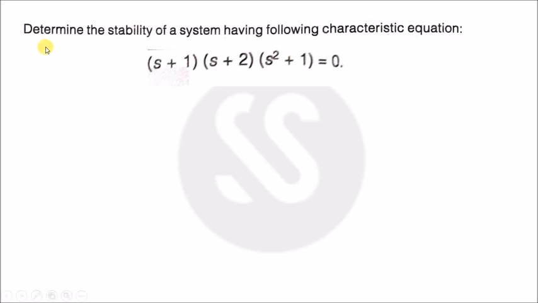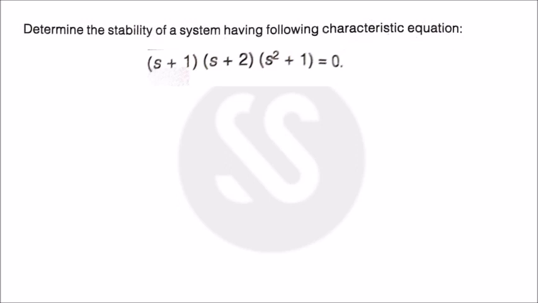Determine the stability of the system having the following characteristic equation: (s plus 1)(s plus 2)(s square plus 1) equal to 0. Guys, from this equation, it is very clear that the first pole will be at minus 1, the second pole will be at minus 2, and the third is a complex conjugate pole. That is, s square is equal to minus 1, so s is equal to plus minus j. So there are two poles on the imaginary axis.